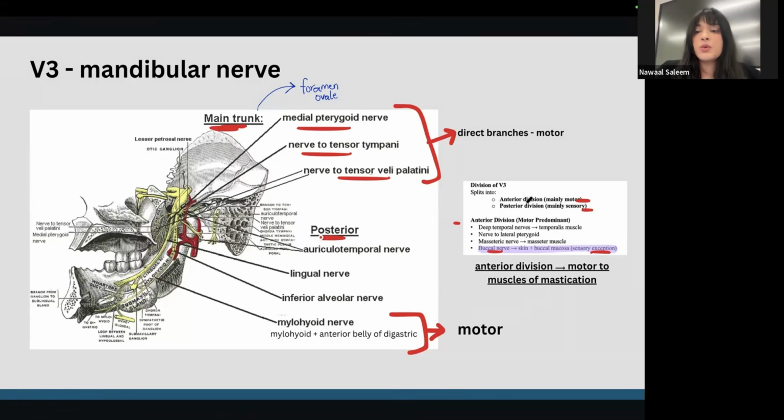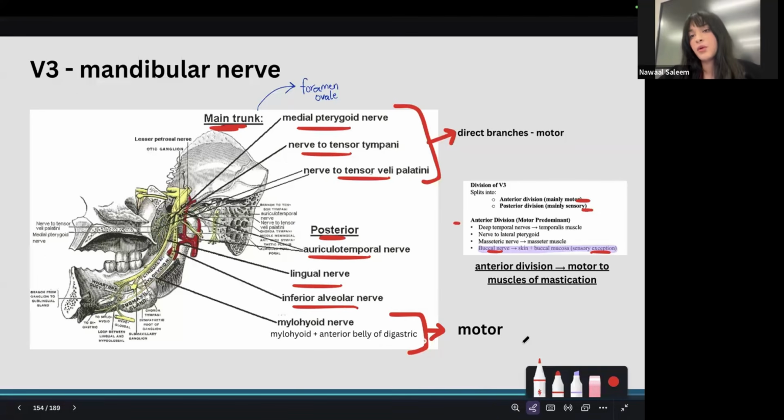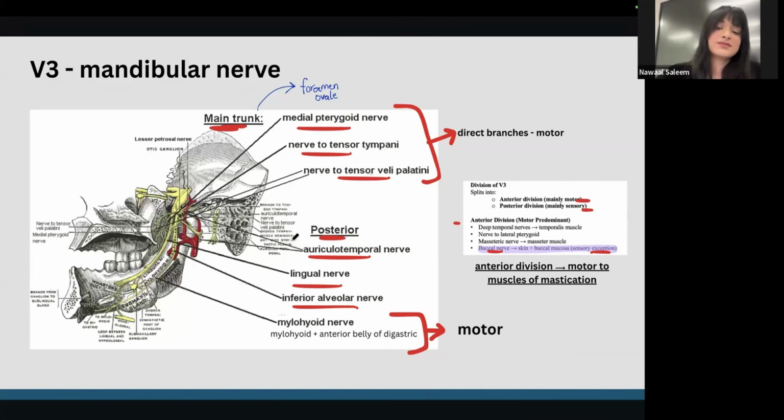Then we have the posterior, which is mainly sensory. We have auriculotemporal nerve, we have the lingual nerve, inferior alveolar nerve, and the nerve to mylohyoid and the anterior belly of digastric. Okay, so this last nerve is motor. So it's mainly sensory. Yes, posterior division is mainly sensory, but the last one is a motor branch. Okay, just pause and memorize.